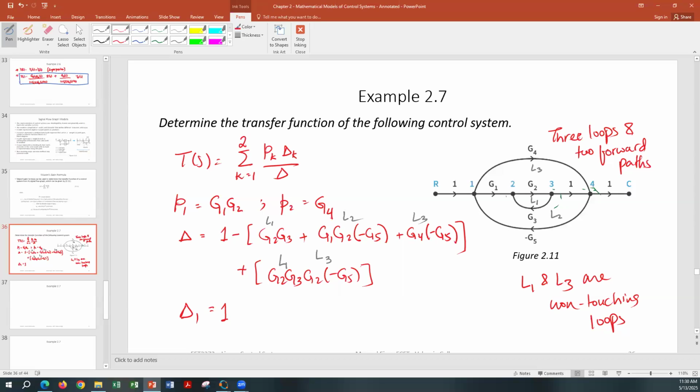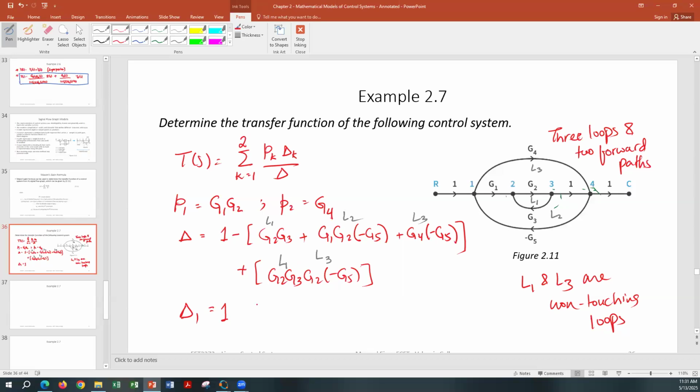Now, what about delta 2? Delta 2, you're going from R, G4, and C. Now, you have a common node, which is with loop 2, but you are not touching loop 1 if you go from R through loop 3 through G4 to C. So L1 is the only one that is not touching the path from R to C through G4. So that has to be included in delta 2.